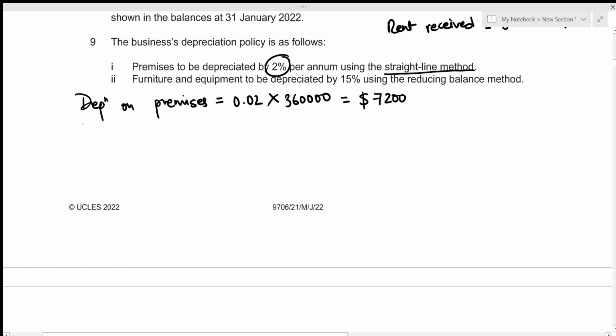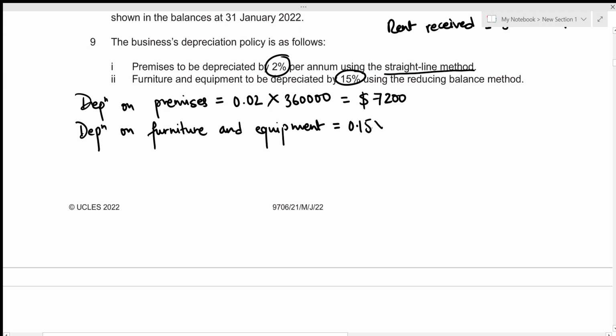Similarly, let's figure out our depreciation on furniture and equipment. And we are told that furniture and equipment is to be depreciated by 15% using the reducing balance method, which means that this depreciation rate is to be applied to our net book value rather than the cost. So that's 15%, 0.15 times the net book value. And we know that net book value is just the difference between the cost and our accumulated depreciation.